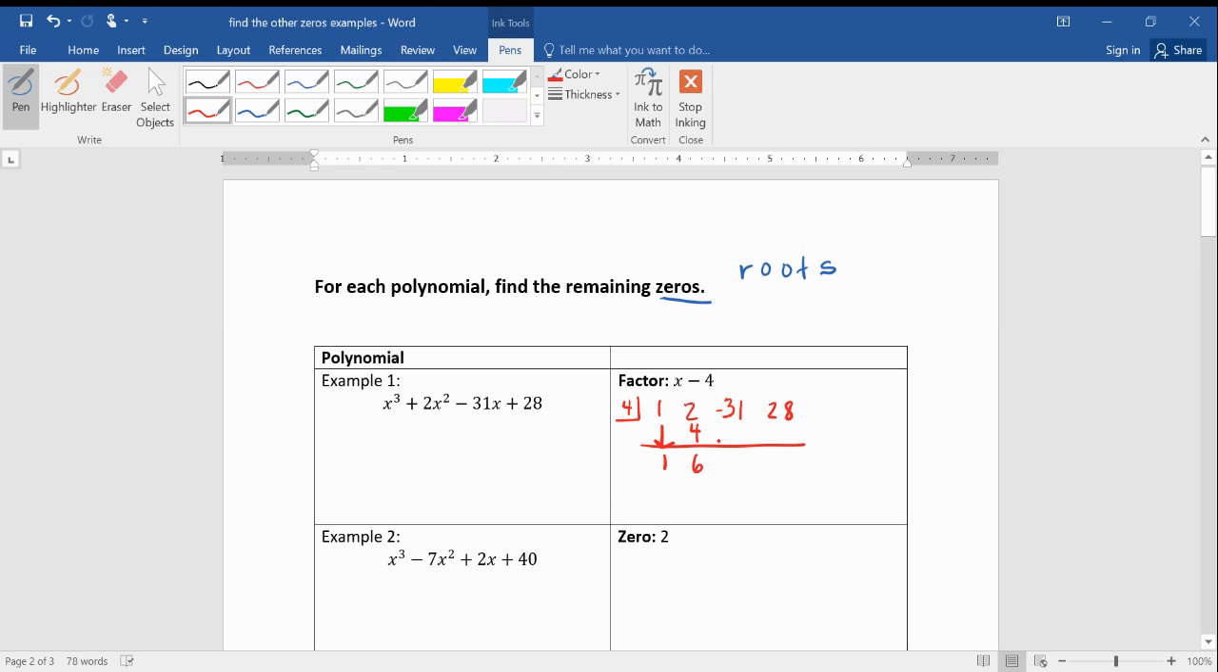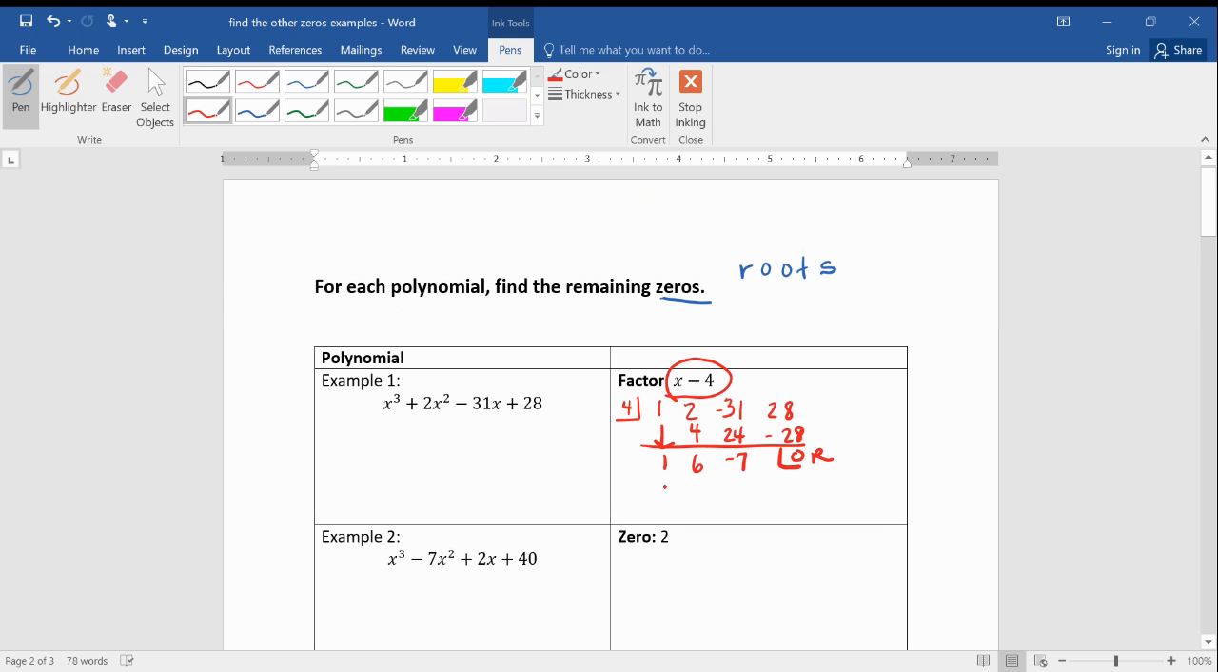6 times 4 is 24. Add, we get negative 7. And negative 7 times 4 is negative 28. And I really like to see that remainder of 0. Why is that? Well, that means x minus 4 is a factor. And if I tell you it's one, I really hope it works out.